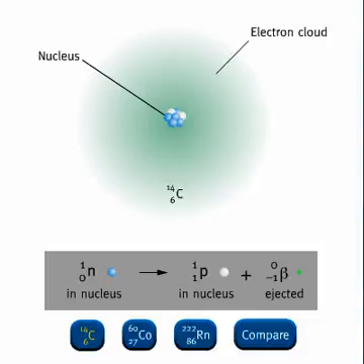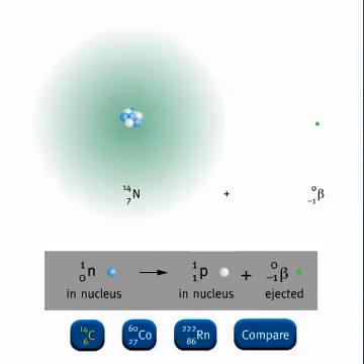A carbon-14 nucleus contains 6 protons and 8 neutrons. During beta decay, one of the neutrons is converted to a proton and an electron. This electron, called a beta particle, is then ejected from the nucleus, producing nitrogen-14. A nitrogen-14 nucleus is stable. Thus, no further radioactive decay occurs.